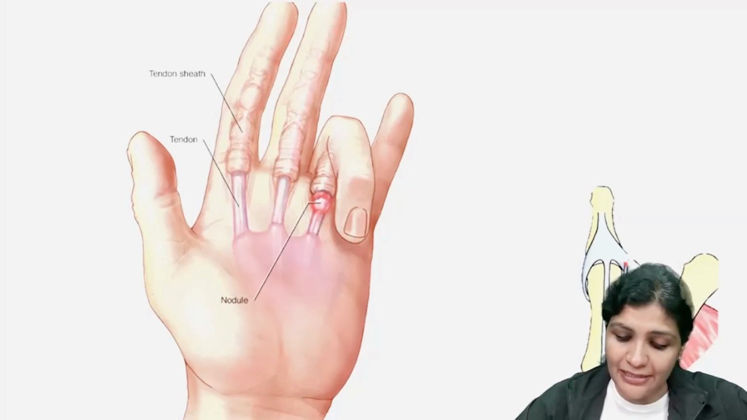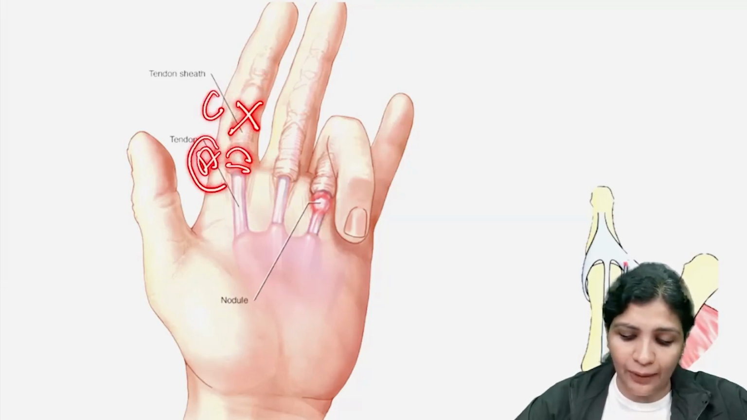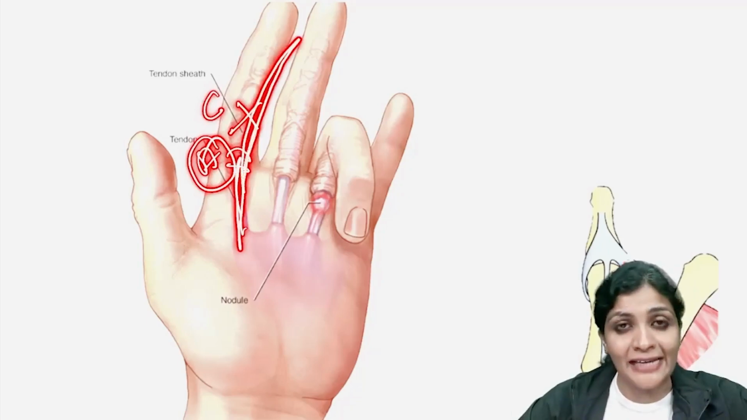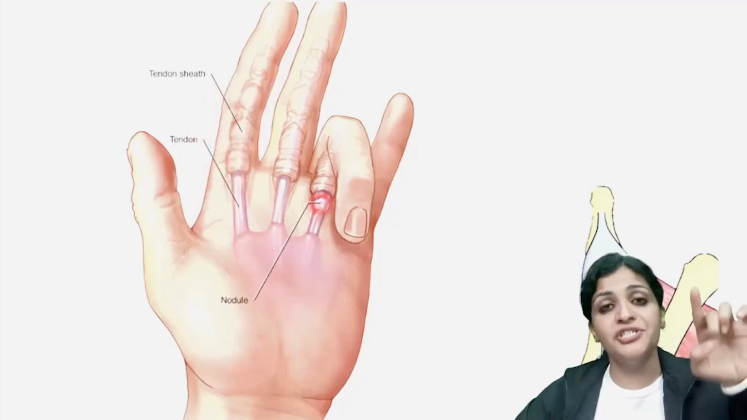So you can see there are some markings on it and some band-like things like that. These are called the A1 pulley. This is called the C1 pulley. This is called cruciate, for C. This is called annular, for A. Right? And now what happens is these flexor tendons should move inside these flexor tendon sheaths.